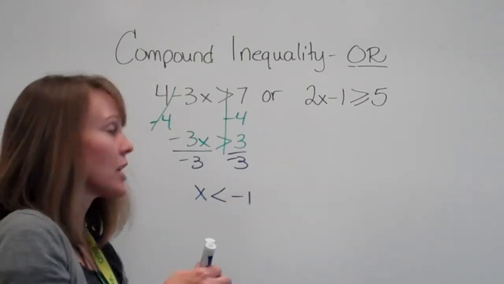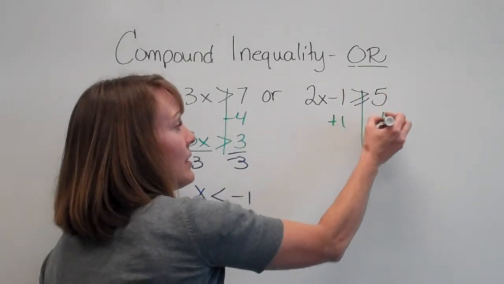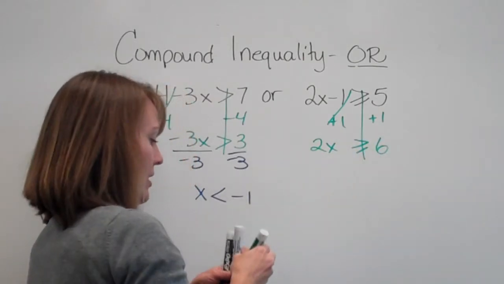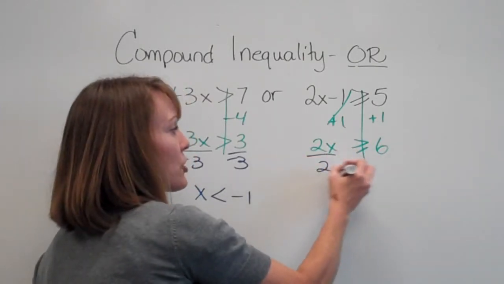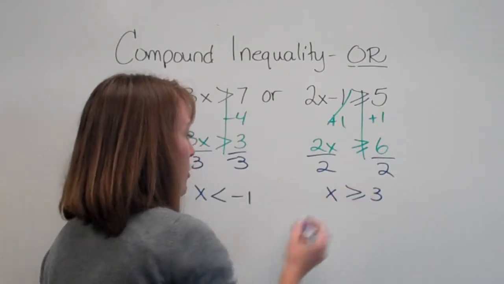Now let's go over to our second one. All right, same thing. We're going to add the 1. We'll have 2x is greater than or equal to 6. And we're going to divide by 2. No changes here. So x is greater than or equal to 3.